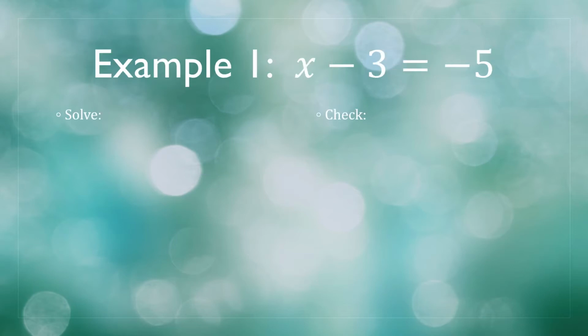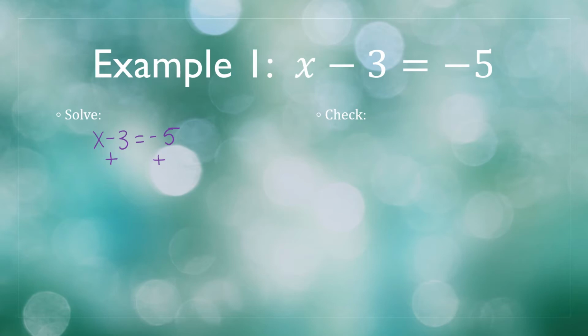Let's take a look at this first example. x minus 3 equals negative 5. When we solve equations, the goal is to get the variable, in this case x, by itself. But we have a minus 3 attached to that x. To undo subtraction, we want to use addition since they're opposites. So we want to add something to the left-hand side of the equation. But thinking back to our property, whatever we add to the left-hand side, we also have to add to the right-hand side to keep the equation balanced and true.